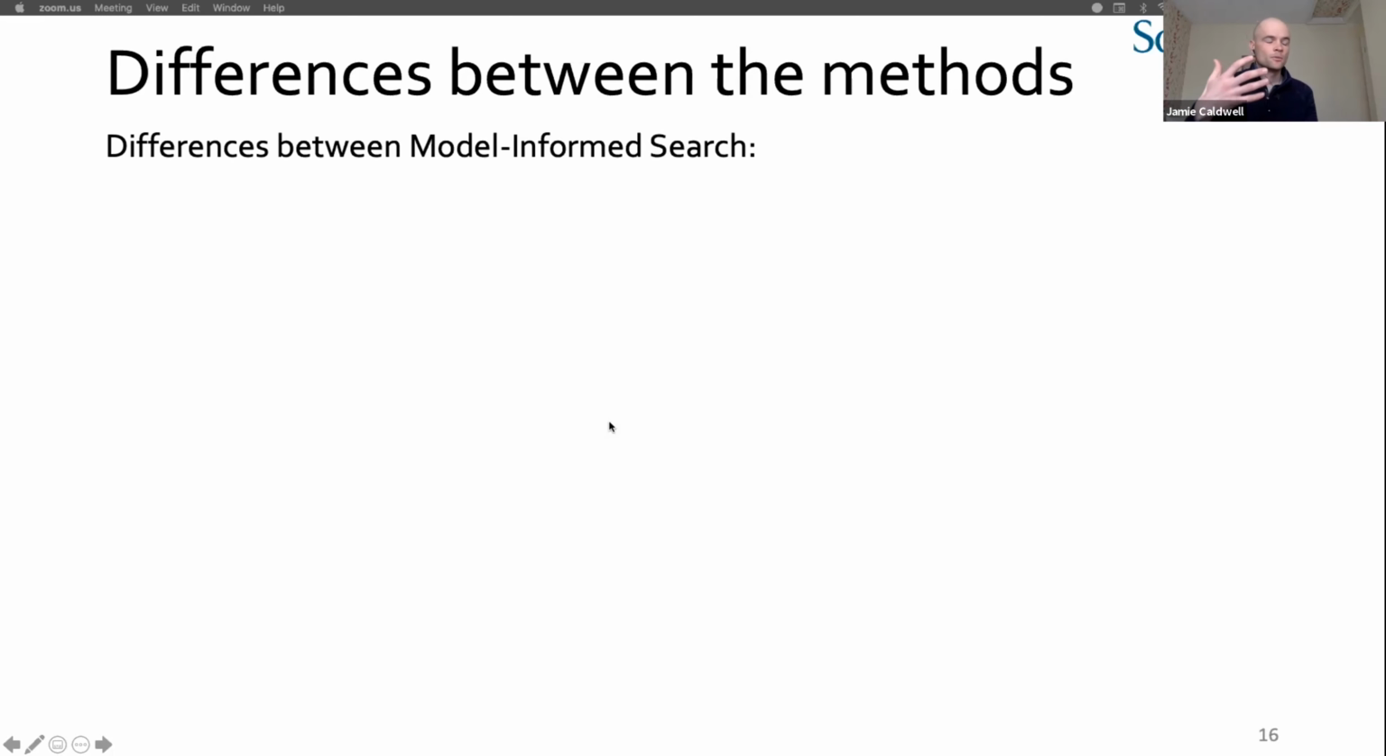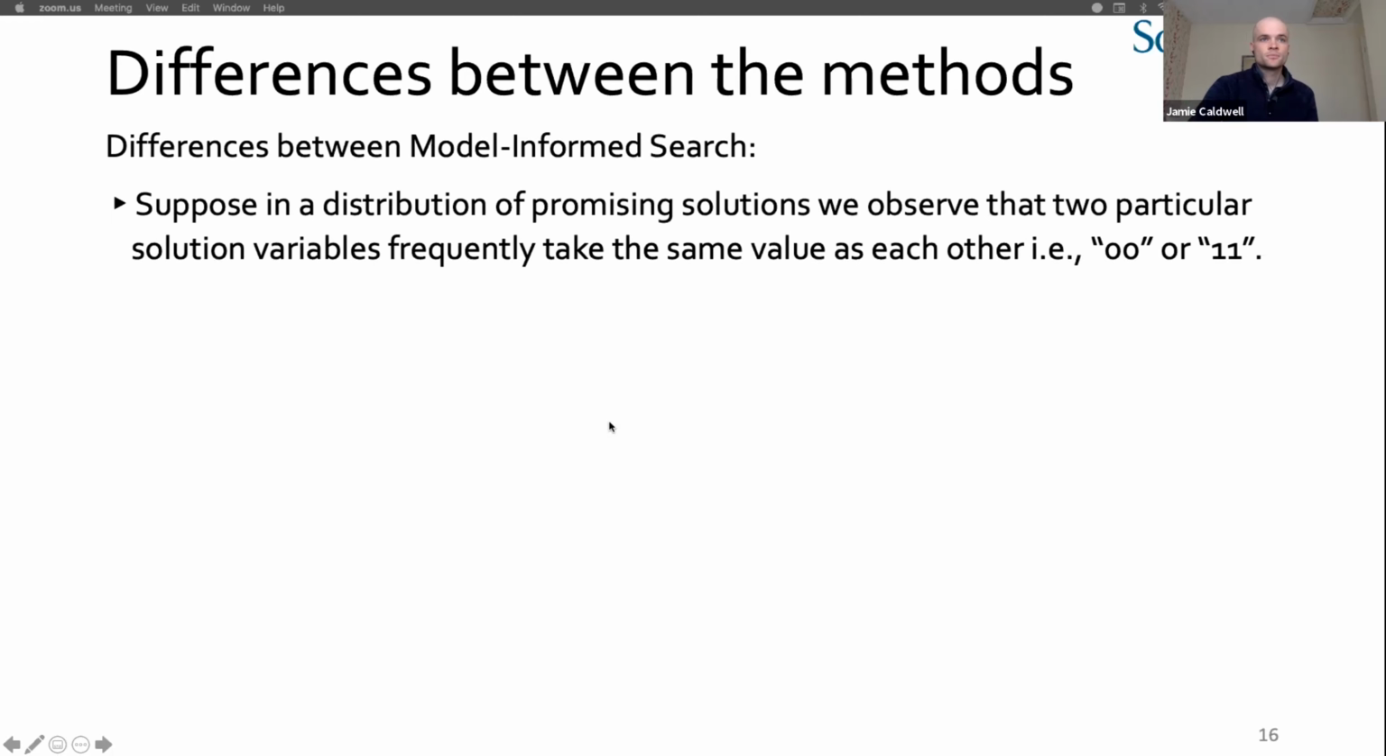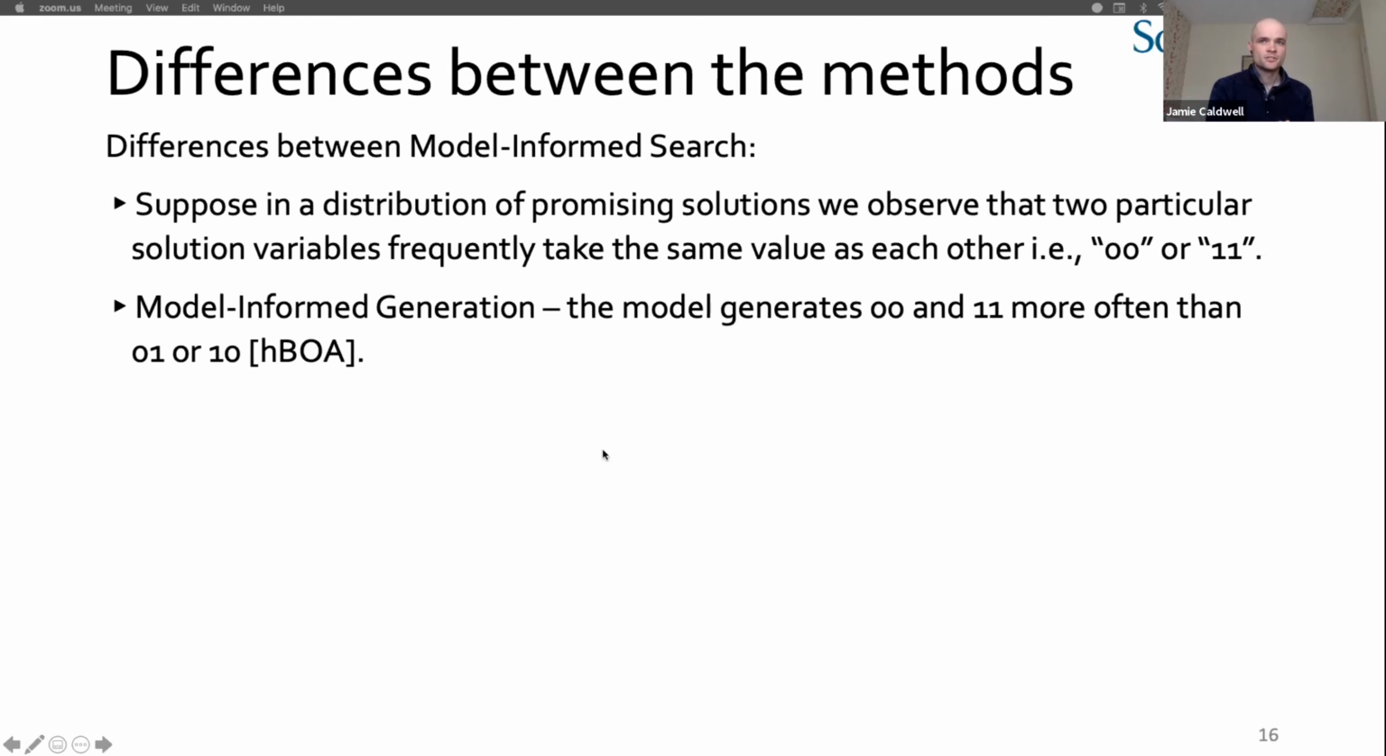The next difference is how the model is being used to inform search, so how it's searching in this compressed representation. And the best way to explain this is by example. If we had a distribution of promising solutions and observed that two particular solution variables took the same value, such as 0, 0 and 1, 1 in a binary case, model-informed generation is when the model generates 0, 0 and 1, 1 more often than the alternative combinations. And this is what HBOA, or hierarchical Bayesian optimization algorithm, does.